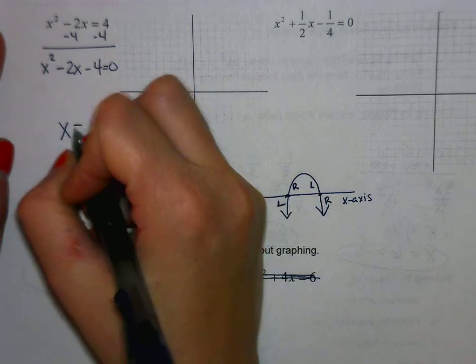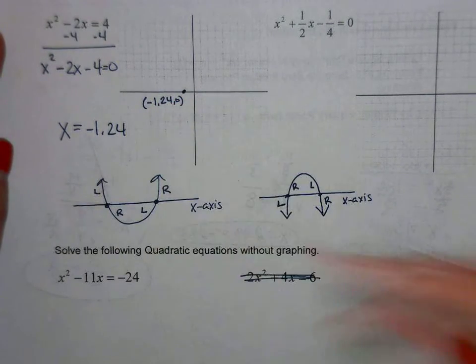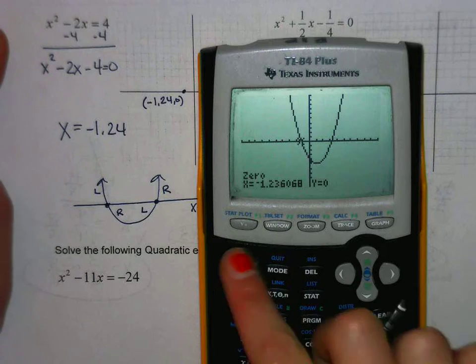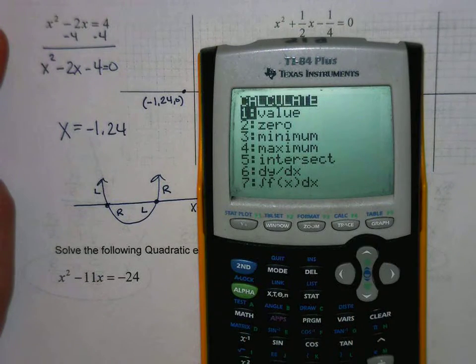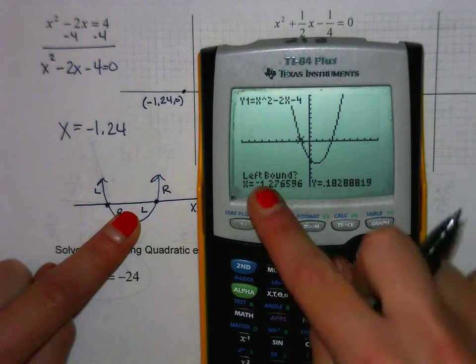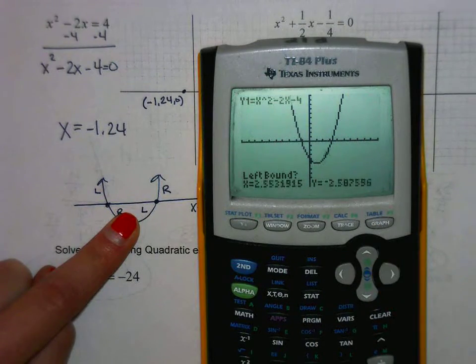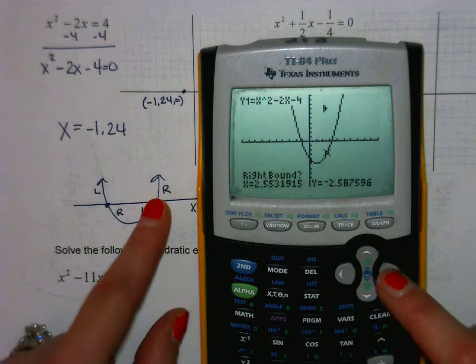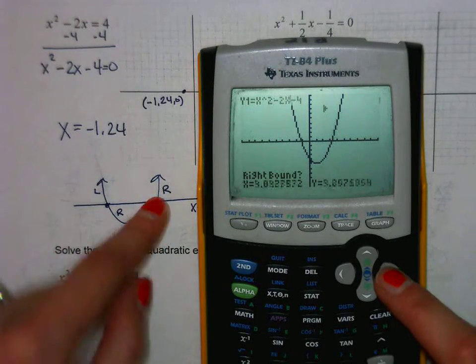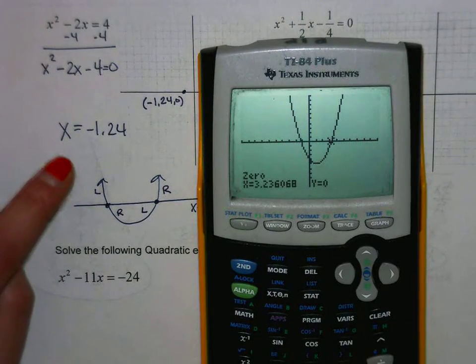Let's find the second one. So we hit second, trace, number 2. Now we're looking over here. So my left bound is down below. Hit enter. My right bound is above. Hit enter. Guess. So now my 0 is at 3.24. So 3.24.